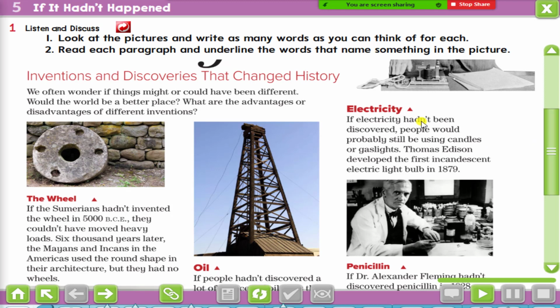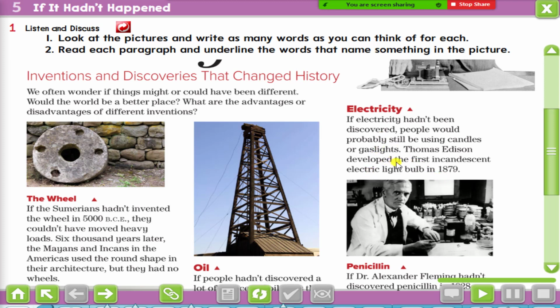Electricity. If electricity hadn't been discovered, people would probably still be using candles or gas lights. Thomas Edison developed the first incandescent electric light bulb in 1879. Okay, thank you, Anas.